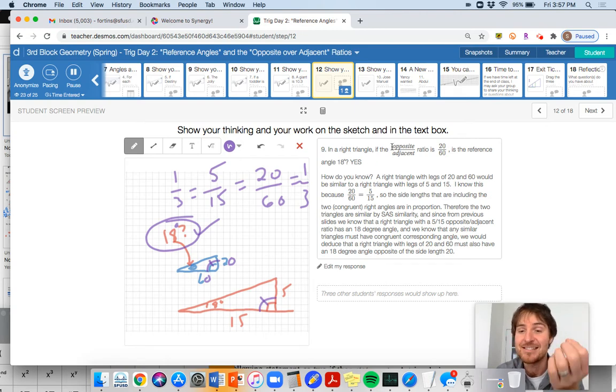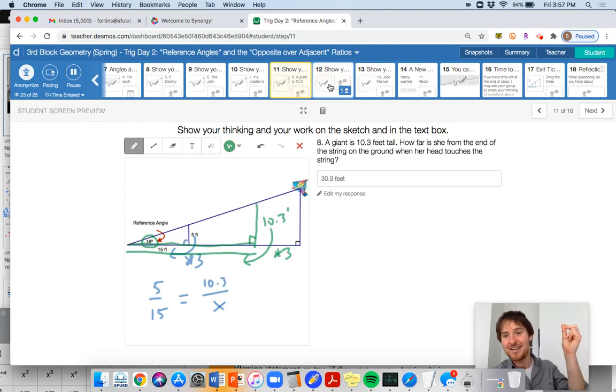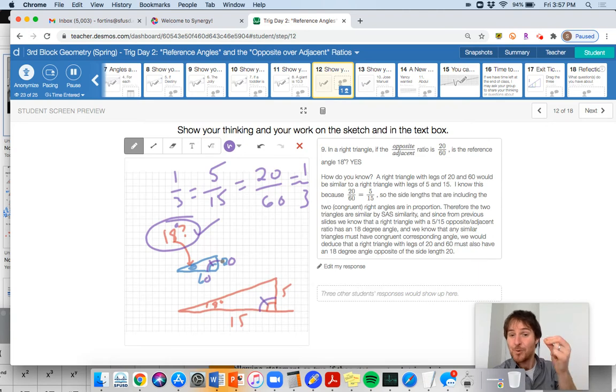A right triangle with opposite to adjacent ratio 20 over 60 has a reference angle of 18 degrees. 20 over 60 is the same as 5 over 15. And the included angles are congruent because they're right angles, so the two triangles are similar through SAS similarity, and corresponding angles of similar triangles are congruent. So that 18-degree angle opposite the 5 in the one we had before is going to be 18 degrees in this one, opposite the 20. Okay, justified. We're good to go.